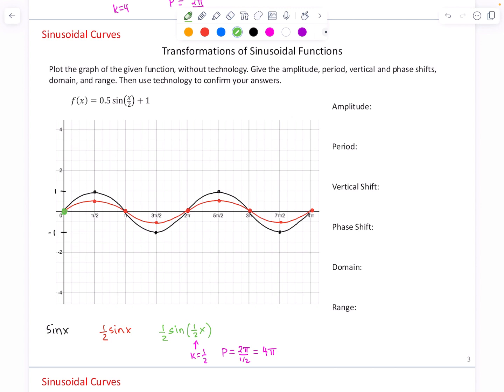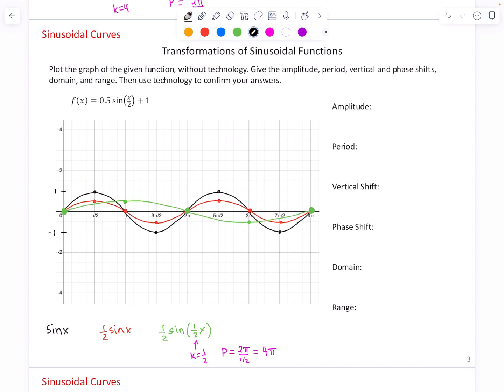So we'll start here at the origin, and need to complete one cycle by the time we get to 4 pi. Let's break this up into quarters. So half of 4 pi is 2 pi. Halfway between 0 and 2 pi is pi, and that's where we're going to have our maximum of 1/2. Halfway between 2 pi and 4 pi is 3 pi. That's where we're going to have our minimum of -1/2. And we draw a much longer wave.